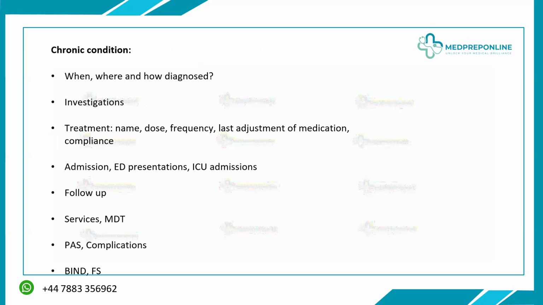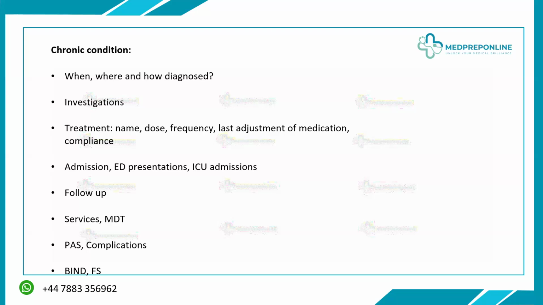I'm just telling you the format that you should be aware of in any child with a chronic condition or any child with a new onset complaint. If the child is having a chronic condition, you can ask when this problem started, where it started, how it was diagnosed, what investigations were done, and you can ask about the treatment.